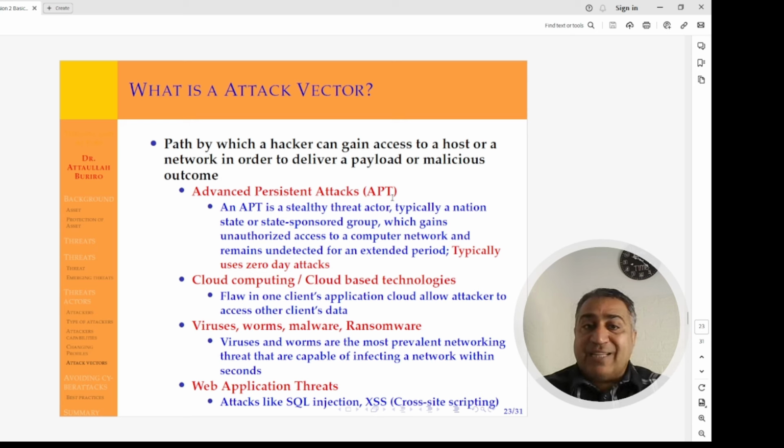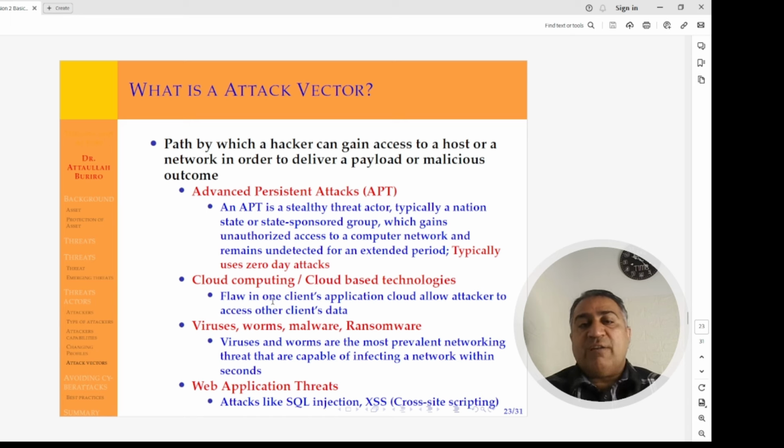Advanced persistent threats, APTs, are advanced-level state-sponsored attacks, and most of the time they use zero-day attacks. Then we have cloud computing and cloud-based techniques. They also look for flaws in client applications and access the client data. Another attack vector is viruses, worms, malware, and ransomware. Imagine you receive a phishing link with malware or ransomware appended to it. It's very common.